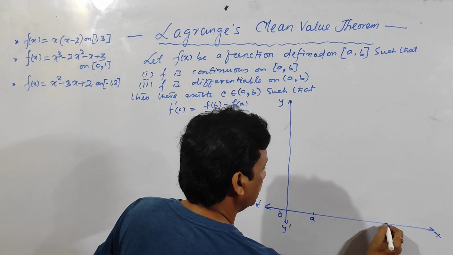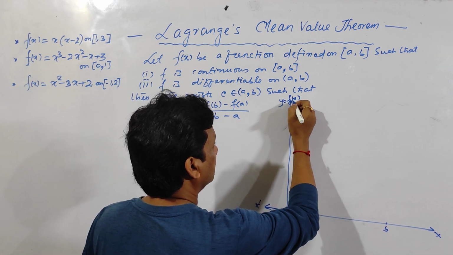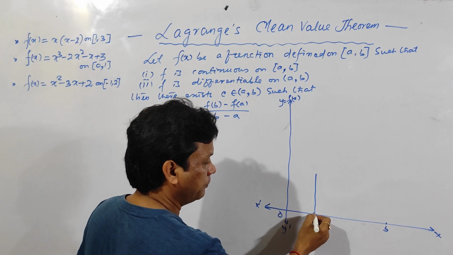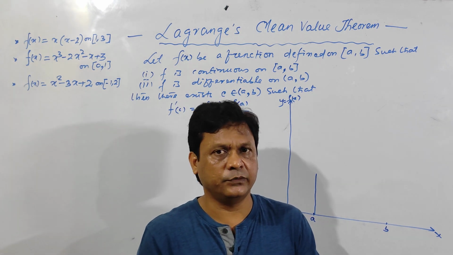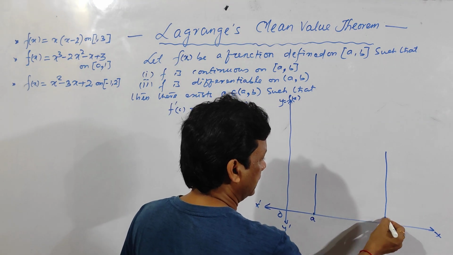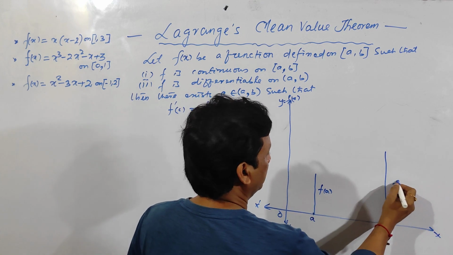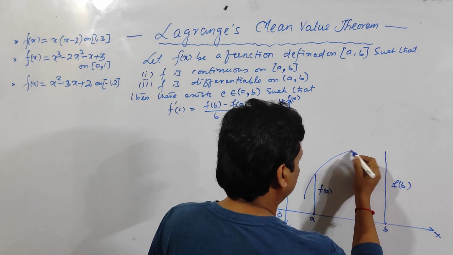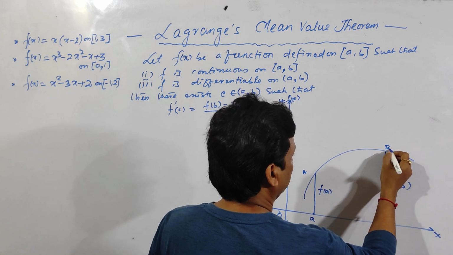Okay, see here. This is point A, this is point B, and this is y = f(x). Clear? In Rolle's theorem, f(b) was equal to f(a). But in the Lagrange mean value theorem, they are not equal, so I can take one smaller and another larger. This is f(a), this is f(b). They may be equal. Clear? So I am taking the curve like this. This is point A and this is point B.